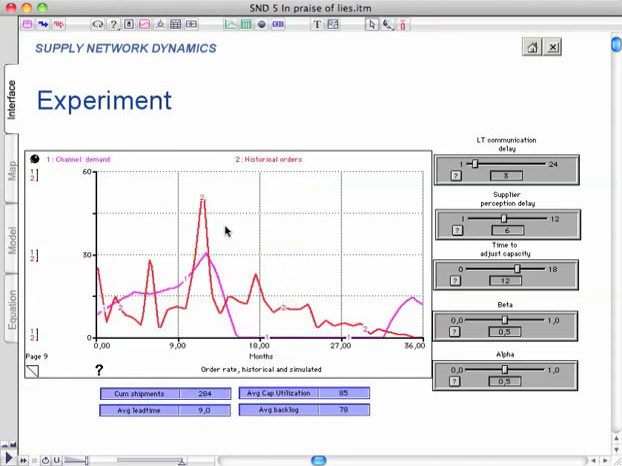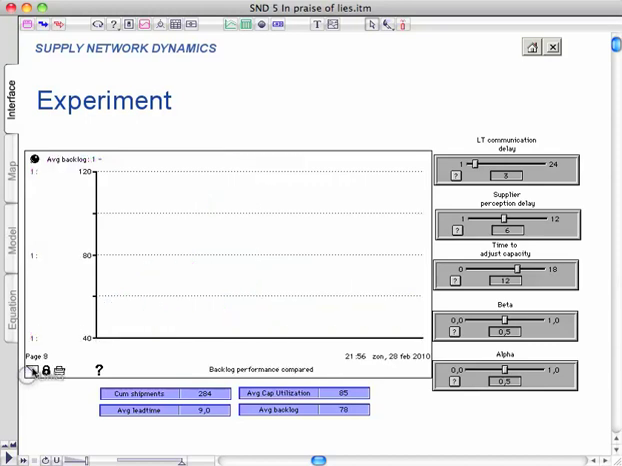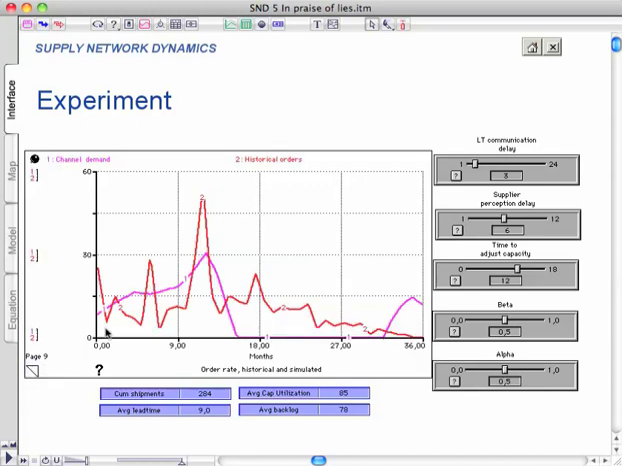The same with the channel demand. The pink line is what the model does. The red line is what historically our data tell us, and that's all. So this is the history, and this is our replication of history. Now let's see if this model does not just give a fair approximation of historically what happened, but also give us some good theory of why it happened.